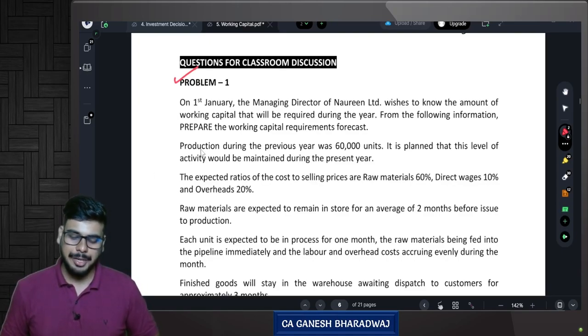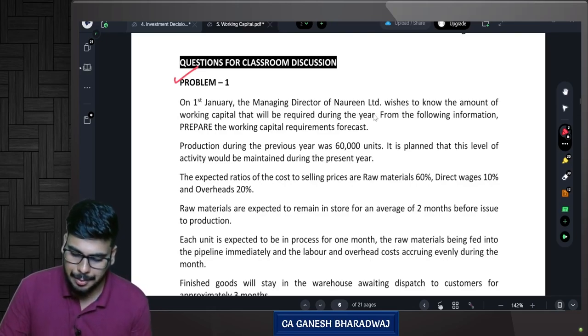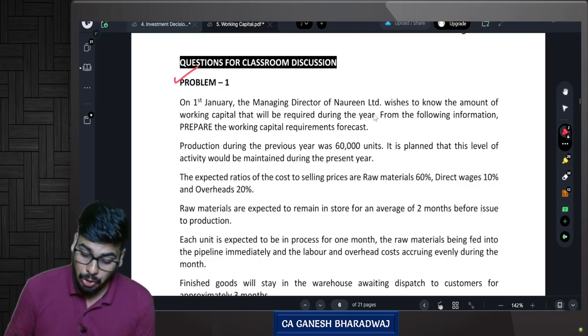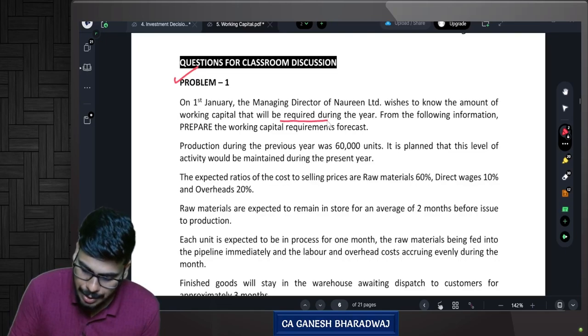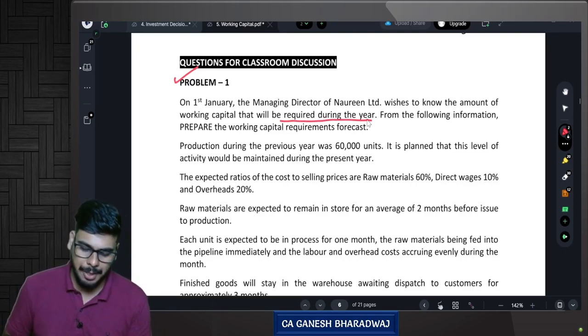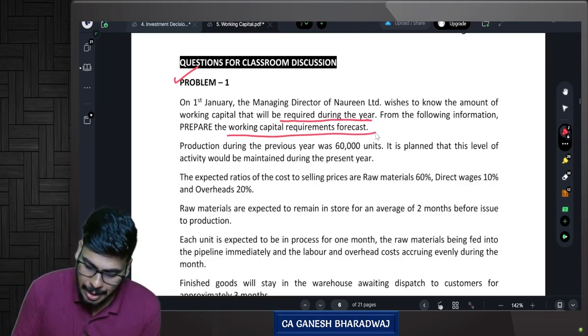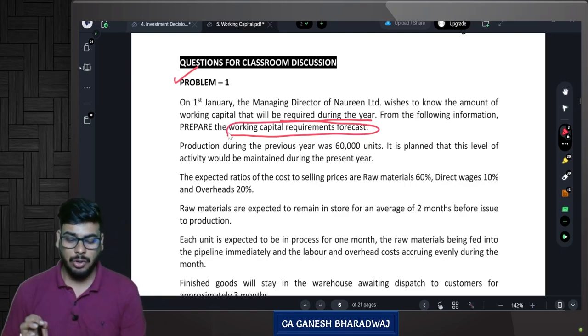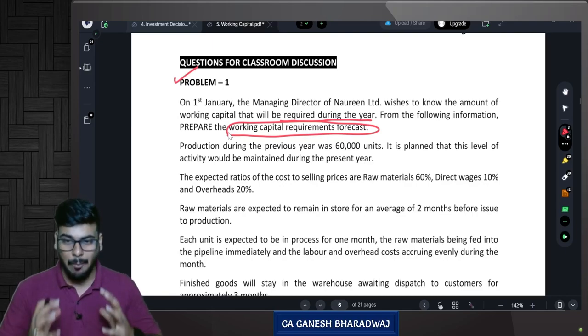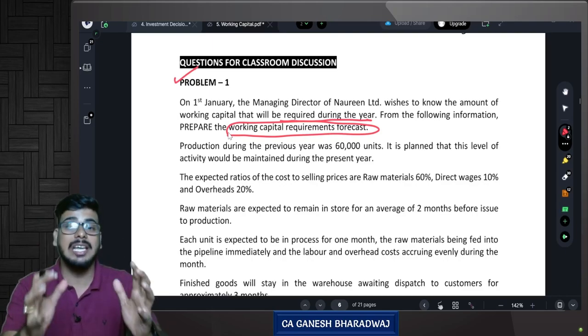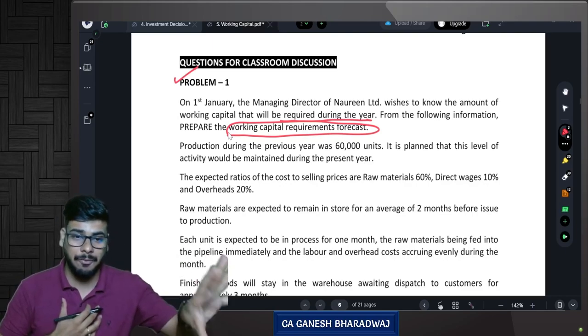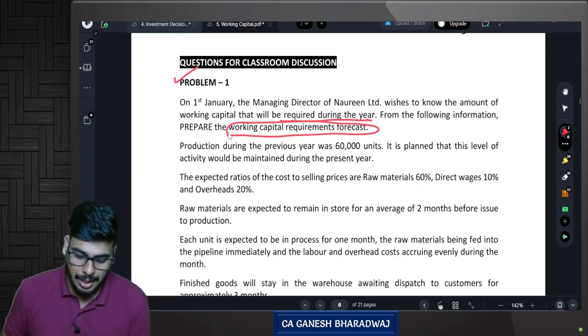On 1st January, the managing director of Naurin Limited wishes to know the amount of working capital that will be required during the year. From the following information, prepare the working capital requirements forecast. So the managing director of a particular company wants to know how much is the amount of working capital investment that is required for the day-to-day running of my business, right?